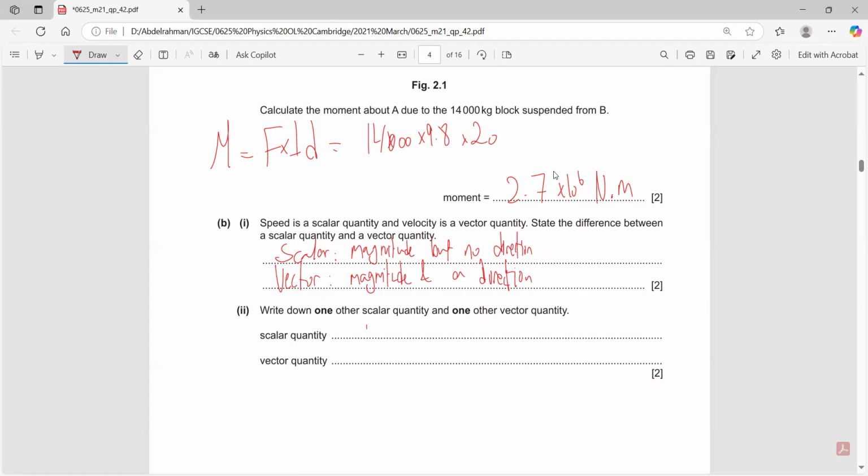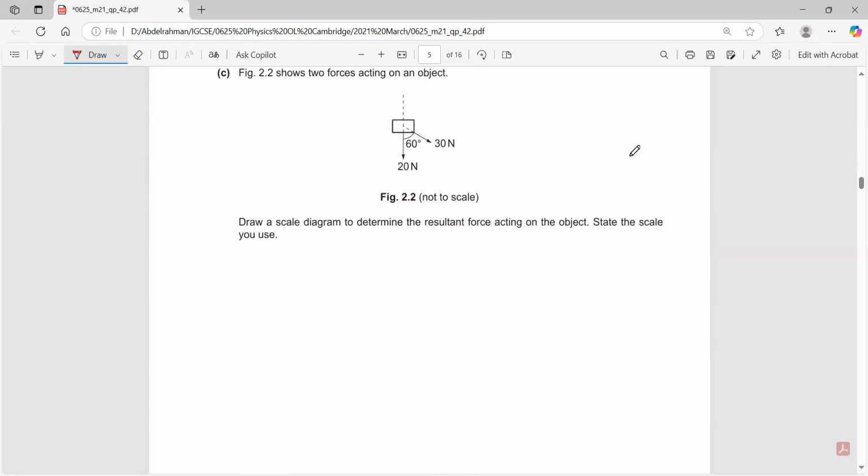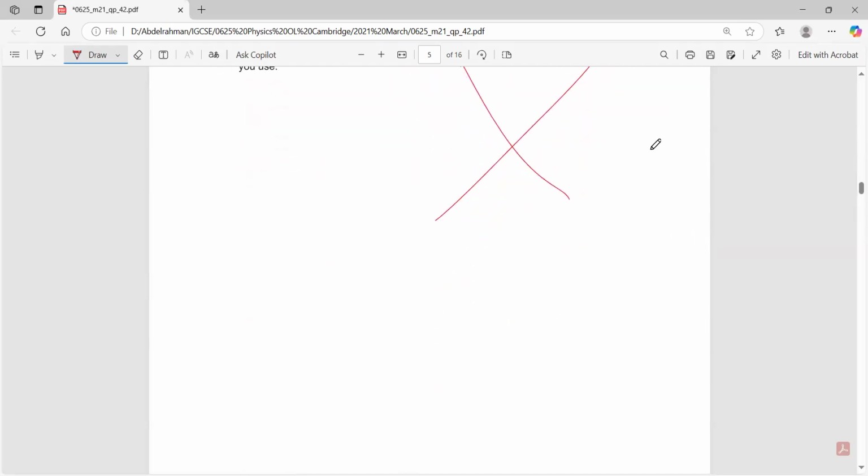Other than speed, we can say mass. For a vector, other than velocity, we can say, for example, acceleration. Two forces acting at an angle other than 90 degrees has been cancelled. This question has been removed. You're no longer required to solve this question.